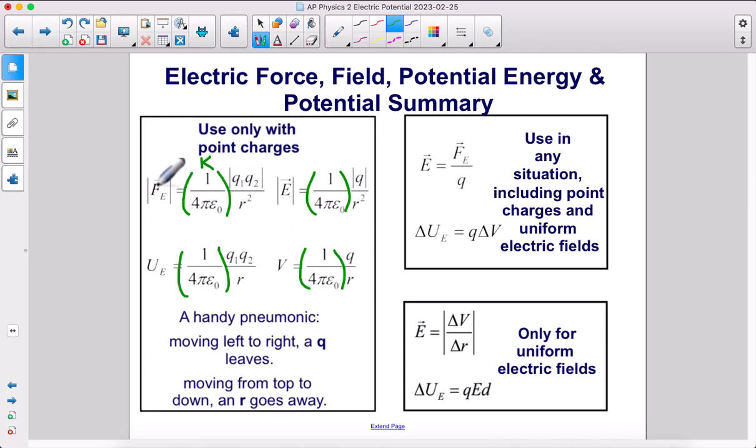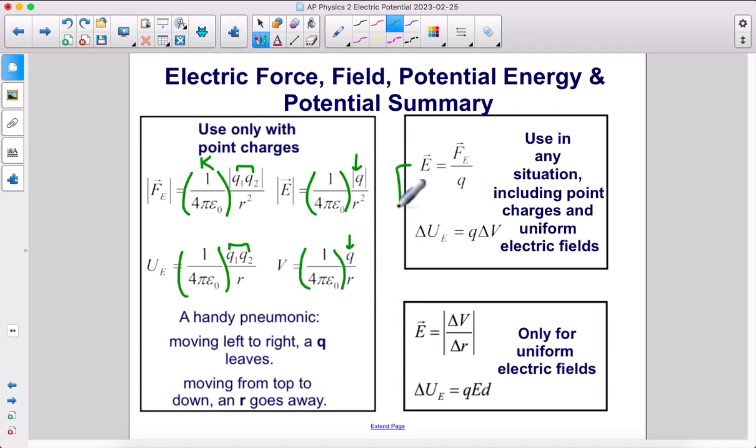Also remember that electric force and potential energy need two charges in order to have a force or potential energy in a system. Whereas electric field is due to one charge, and voltage is also due to one charge. The other difference is that when you're moving down from force to potential energy, you're going to lose one of these r's, and same over here. If you have electric field, it's over r squared, but voltage is just over r.